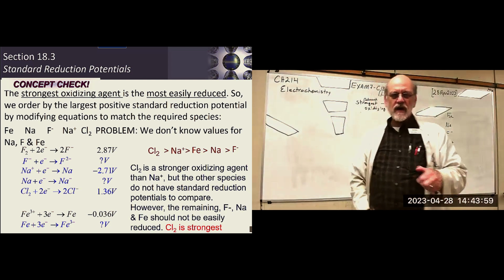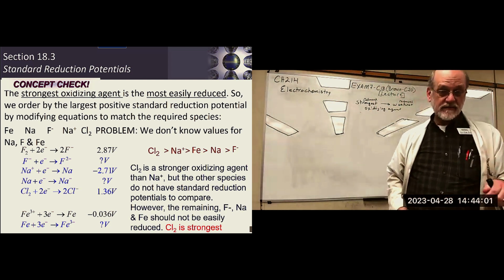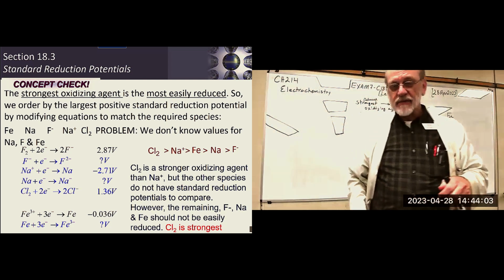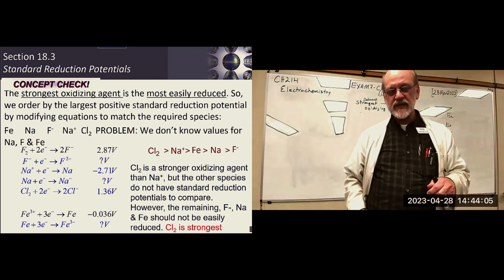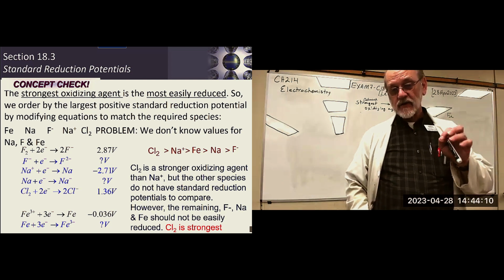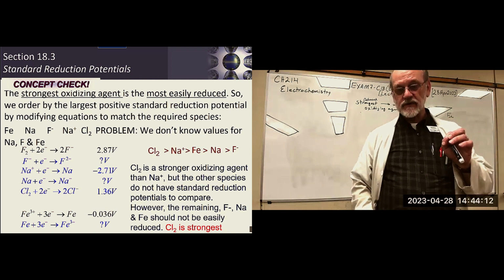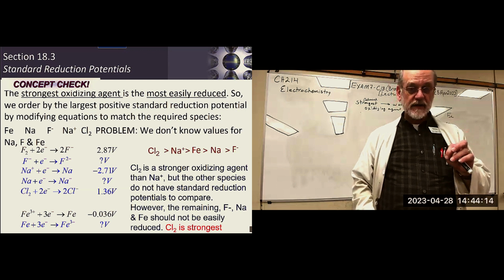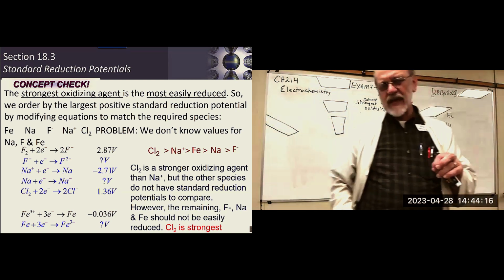Chlorine is a strong oxidizing agent, but the others don't have standard reduction potentials to compare. However, the remaining fluoride, sodium, and iron should not be easily reduced. Chloride is the strongest. So we're sort of guessing on the last three.